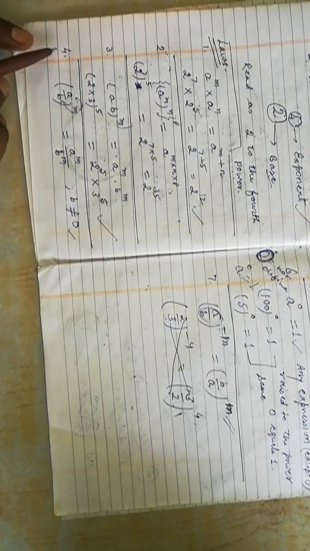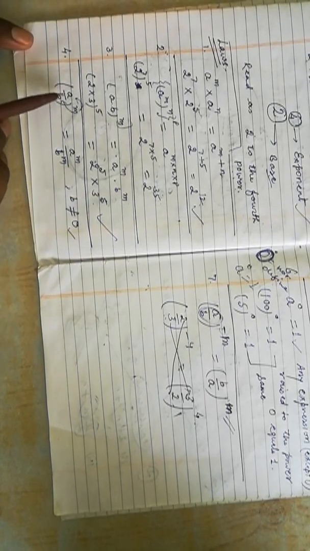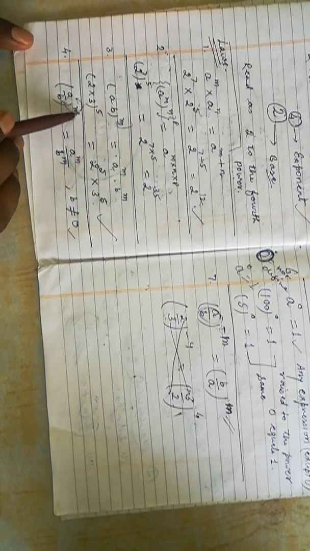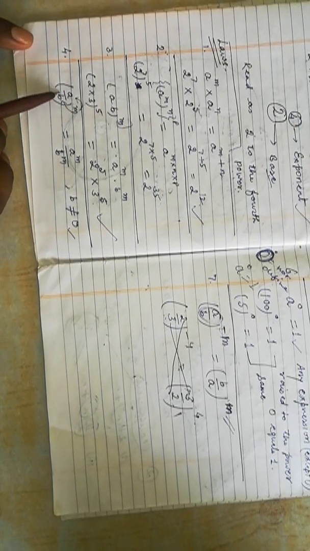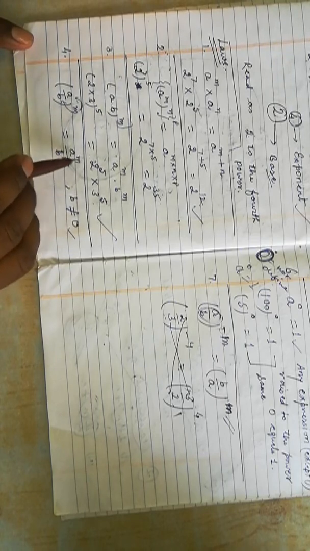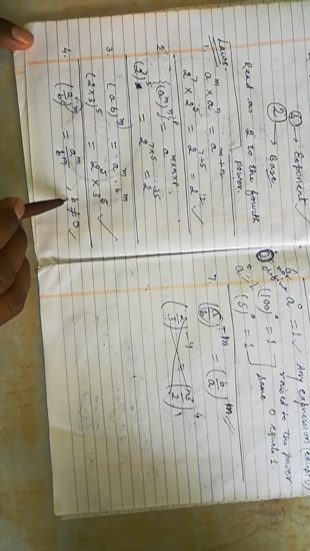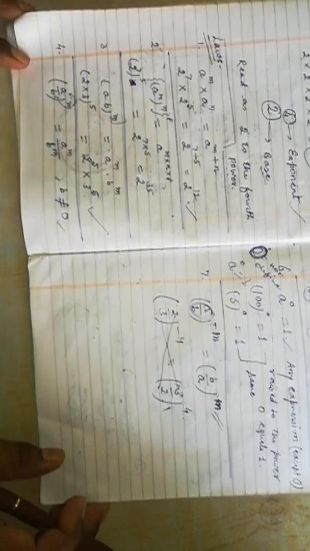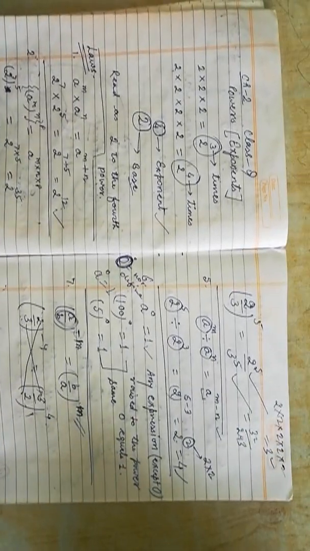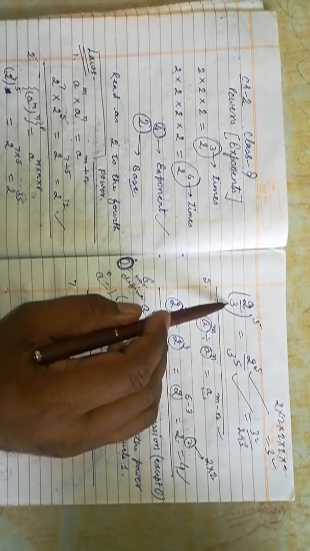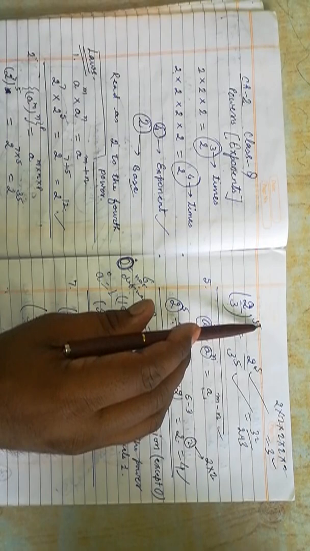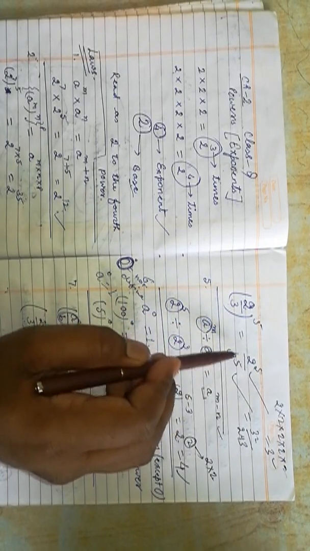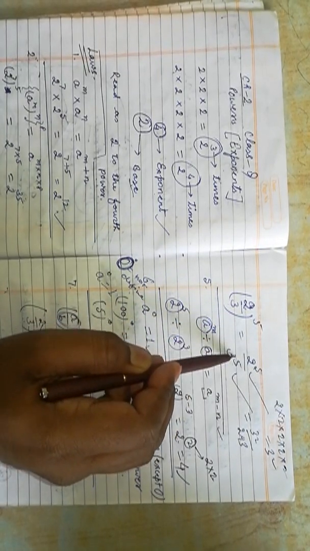Okay, now law 4. (A upon B) to the power m. It means this power should be distributed to A and B both. So here a power m upon b power m. Remember that your denominator, that is B here, must not be equal to 0. Let's understand it with an example. You see (2 by 3) raised to power 5 is written. It means 2 power 5 upon 3 power 5.